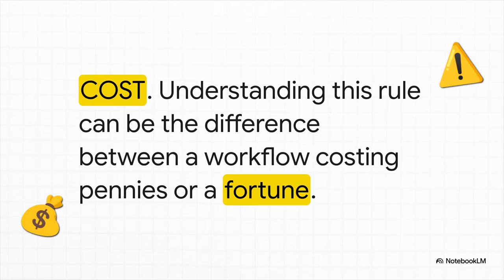The assembly line law. It means a node will run its action once for each and every item it gets as an input. Think about that. If a node receives 500 items, it's not going to perform one action on a list of 500 things. No, it is going to execute its action 500 separate times. It's a game changer. So why does this matter so much?